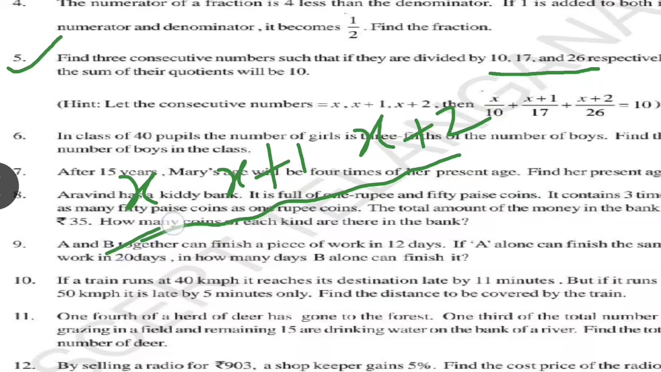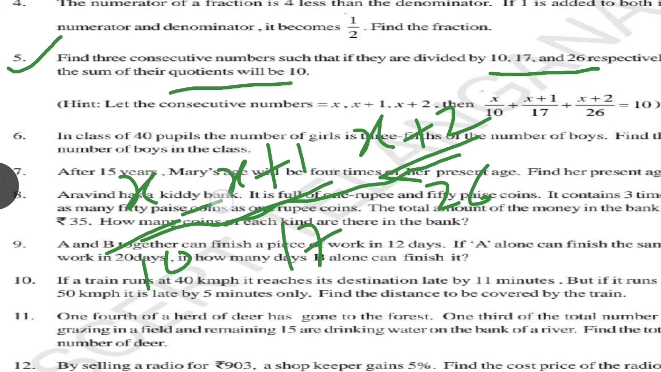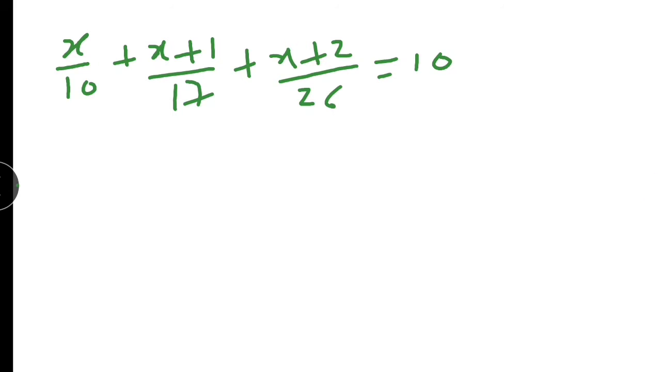See, the first number is divided by 10, the second number divided by 17 and the third number divided by 26. And the sum of their quotients will be 10. So, that means x divided by 10 plus (x plus 1) divided by 17 plus (x plus 2) divided by 26 is equal to 10. Now, let us find out the LCM of 10, 17 and 26.